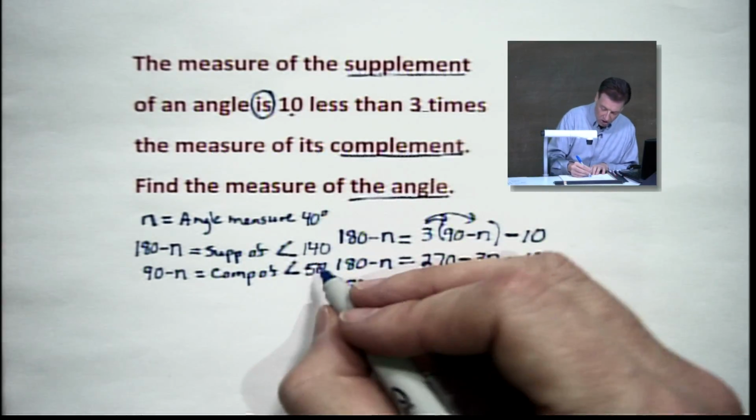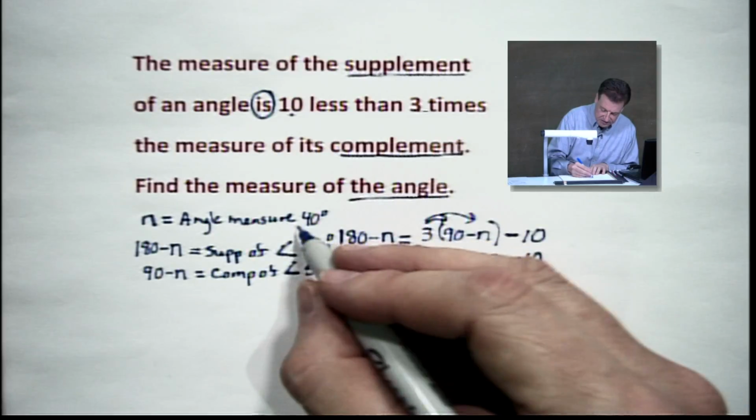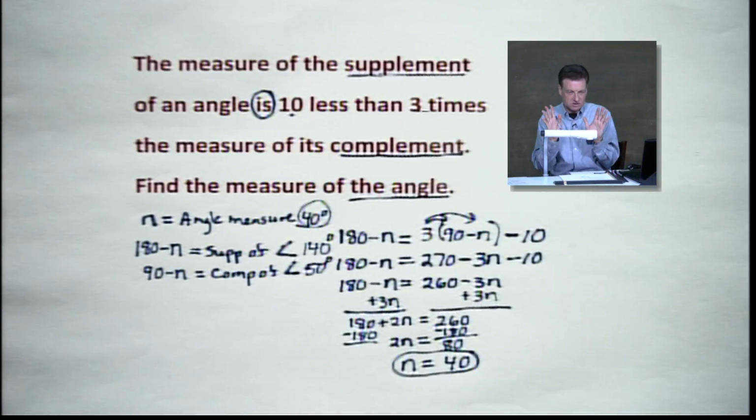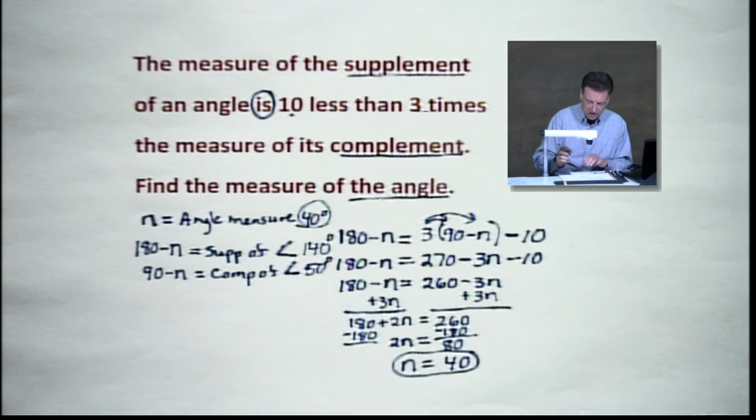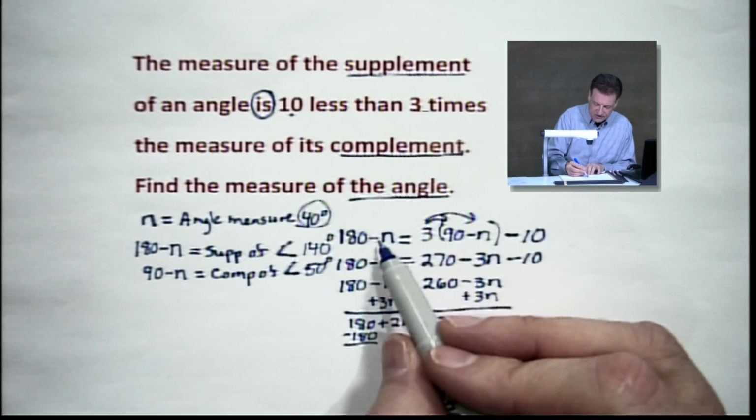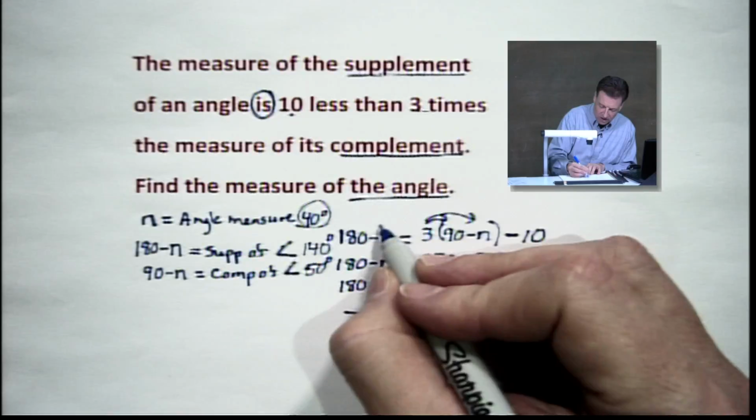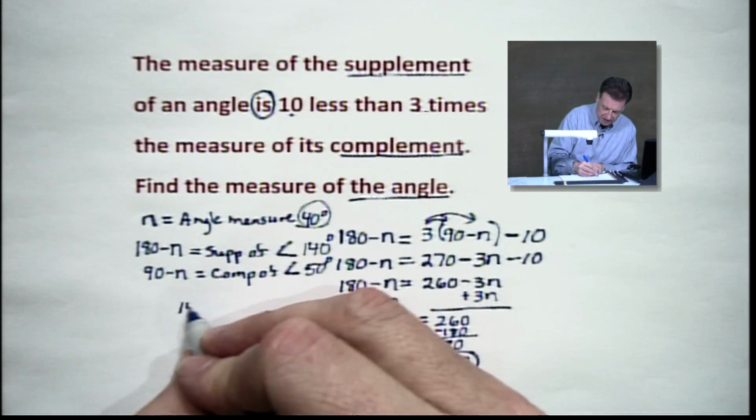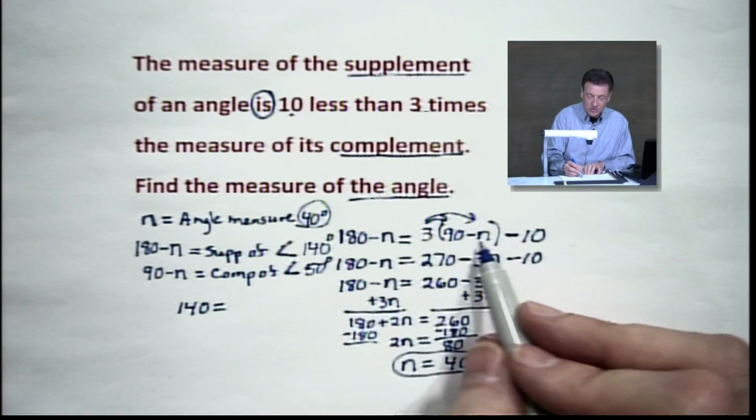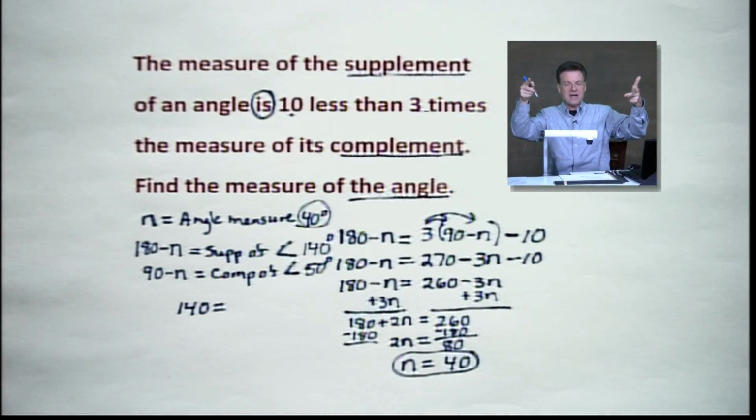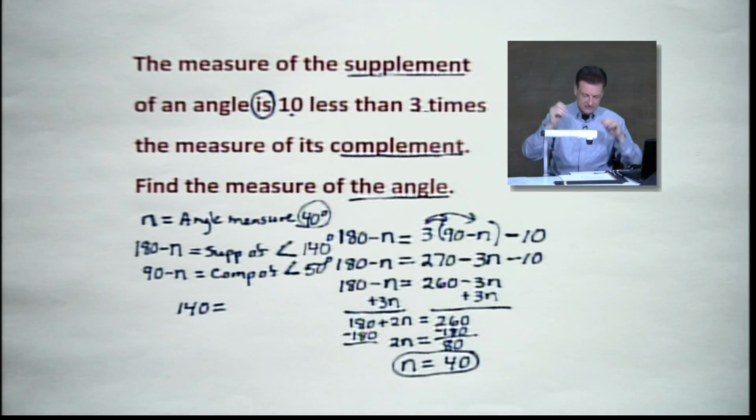So let's see if that works. See if these degrees make sense. Now this is what we're looking for. That's the answer to the question. All right, find the measure of the angle. We're going to check. So first of all, if I put this supplement back in here, that's going to be 140. So I'm going to kind of put it right down here. I got 140 on the left side of this equation. And I'm going to say 3 times the complement. 3 times the complement is 3 times 50.